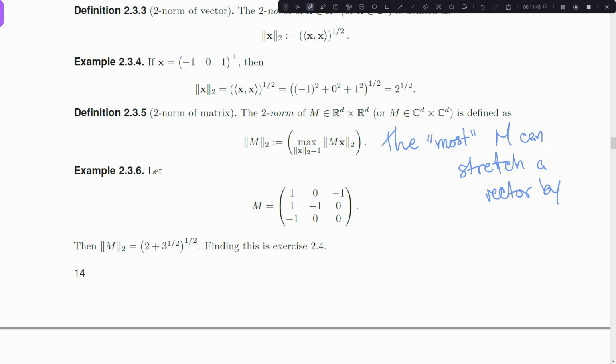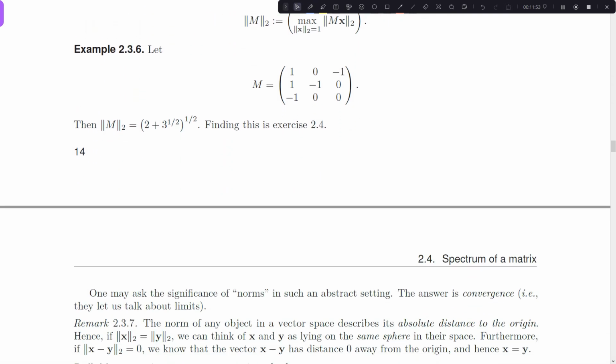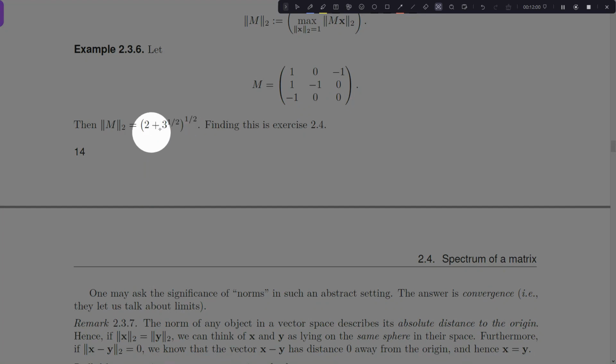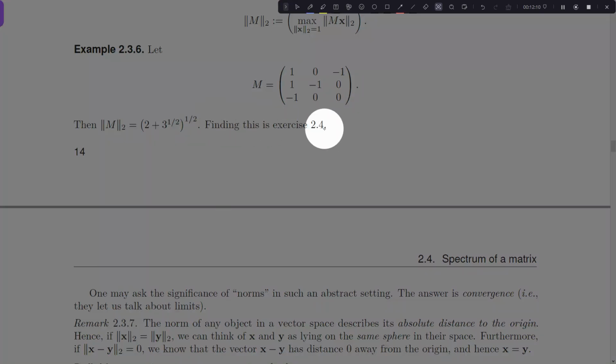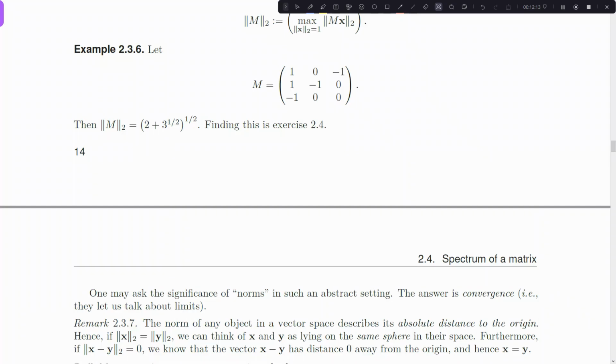All right, so I've got a little example here. Define a matrix here. It turns out that the 2 norm of this matrix, not terribly intuitive, the most it could possibly stretch something, is 2 plus root 3, all of that square root. I'm not going to show you how right now. This is exactly exercise 2.4 at the end of the chapter. You'll find out when you get there that you can use Lagrange multipliers to solve this for you.